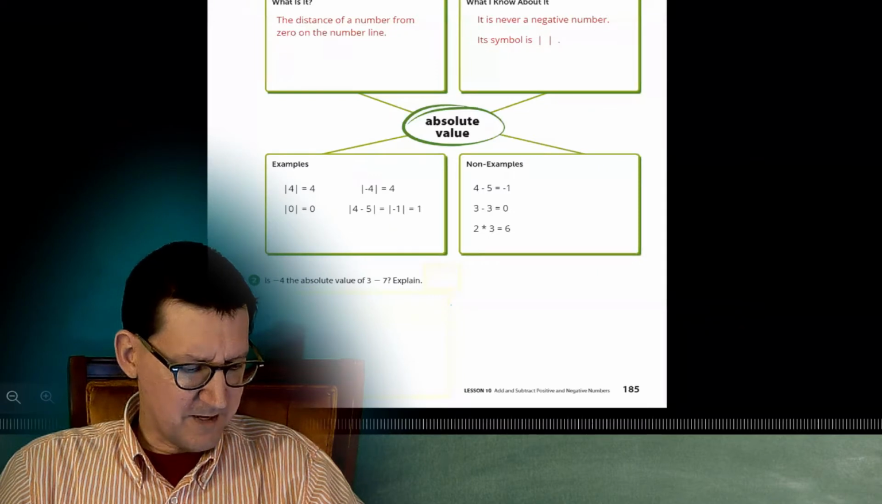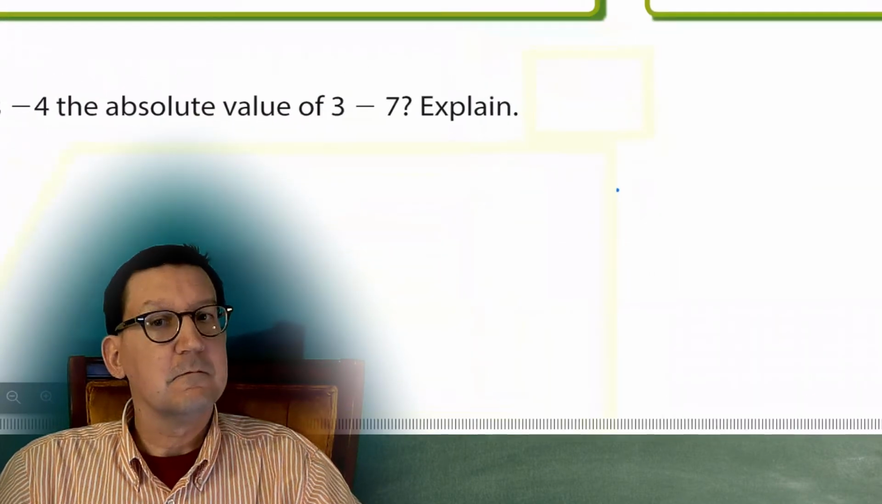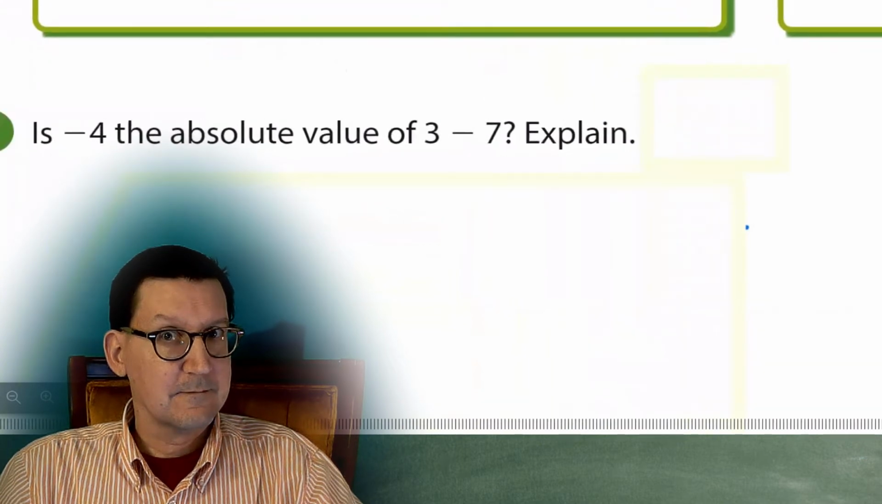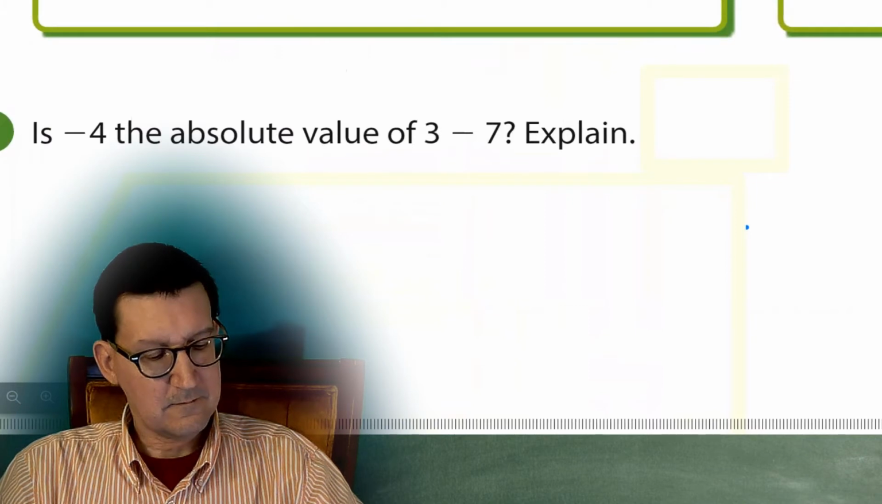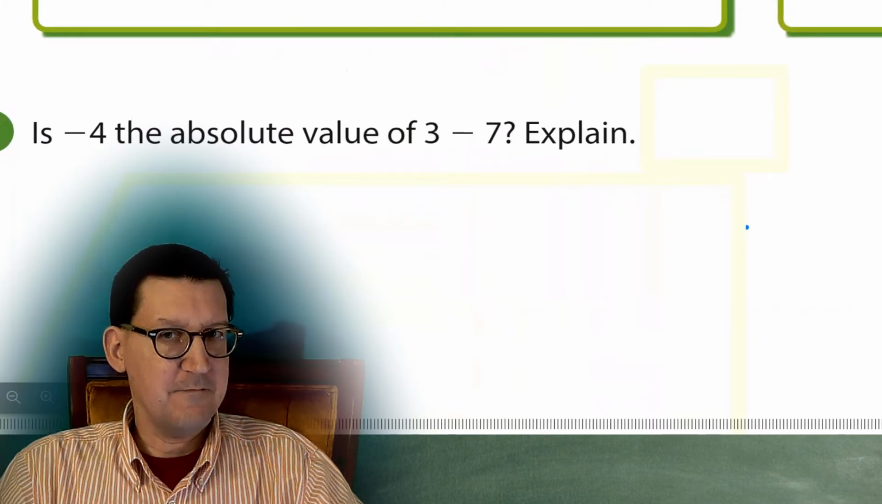Let's look at this question down at the bottom. Is negative 4 the absolute value of 3 minus 7? And explain. Take a few seconds, think about it. What do you think? Is negative 4 the absolute value of 3 minus 7?